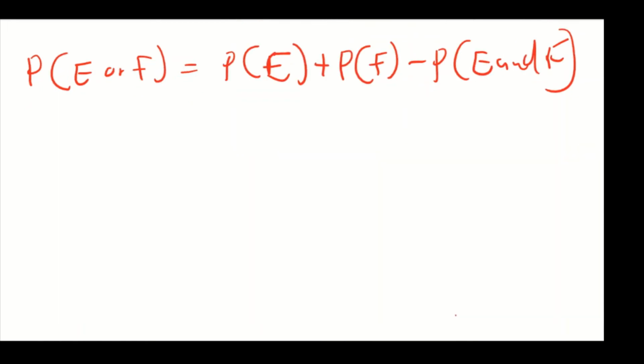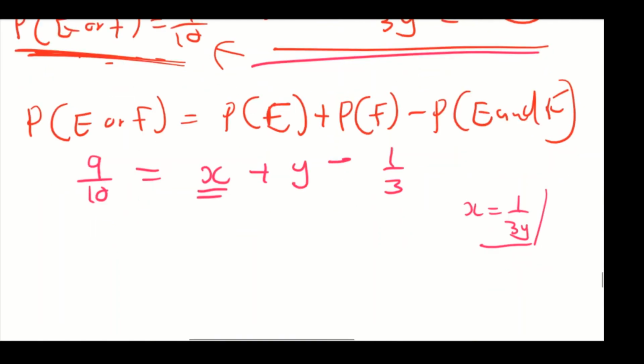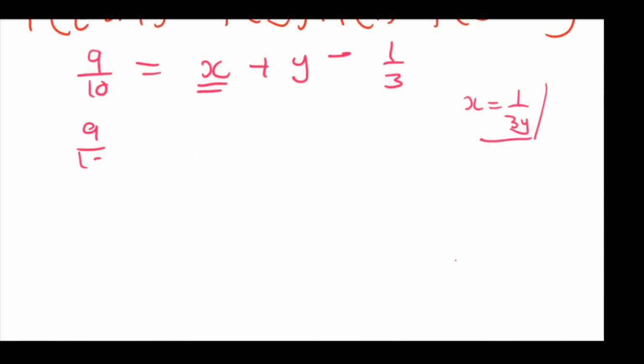P of E or F, which is our union, was given as 9 over 10, equals our probability of E, given as x, plus our probability of F, given as y, minus our probability of E and F, given as 1 over 3. So in place of this x, we're going to put the value that we found to be 1 over 3y. So x is equal to 1 over 3y. We're going to substitute that. So we have 9 over 10 equals 1 over 3y plus y minus 1 over 3, right?